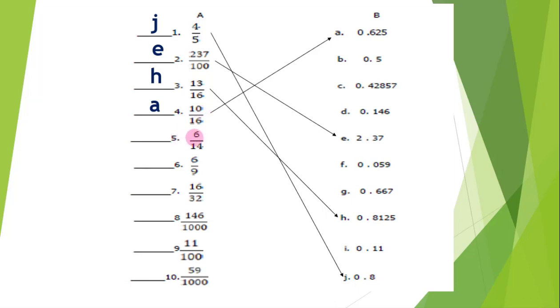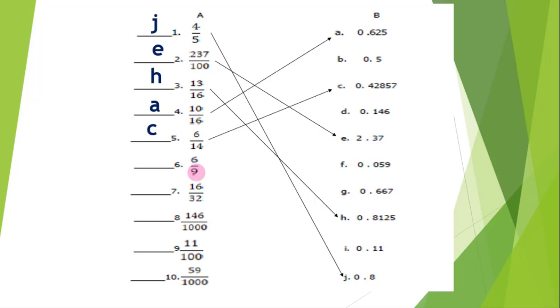For number 5, 6 over 14. We can reduce this as 3 over 7. But the only way to get a decimal without the use of a calculator is to do a long division. But if your calculator is available, press it and we have the value. 6/14 is equal to 0.42857. That's letter C.